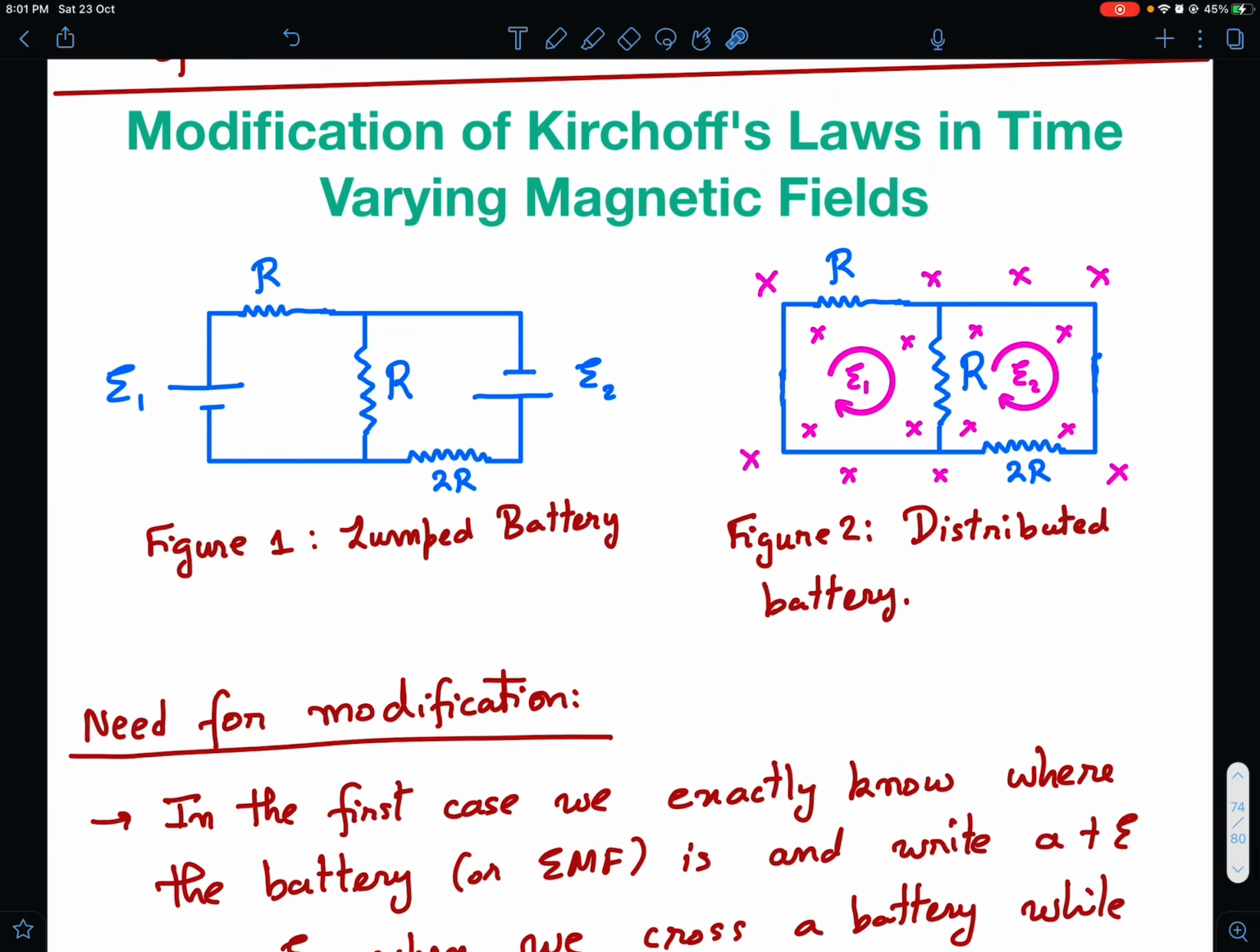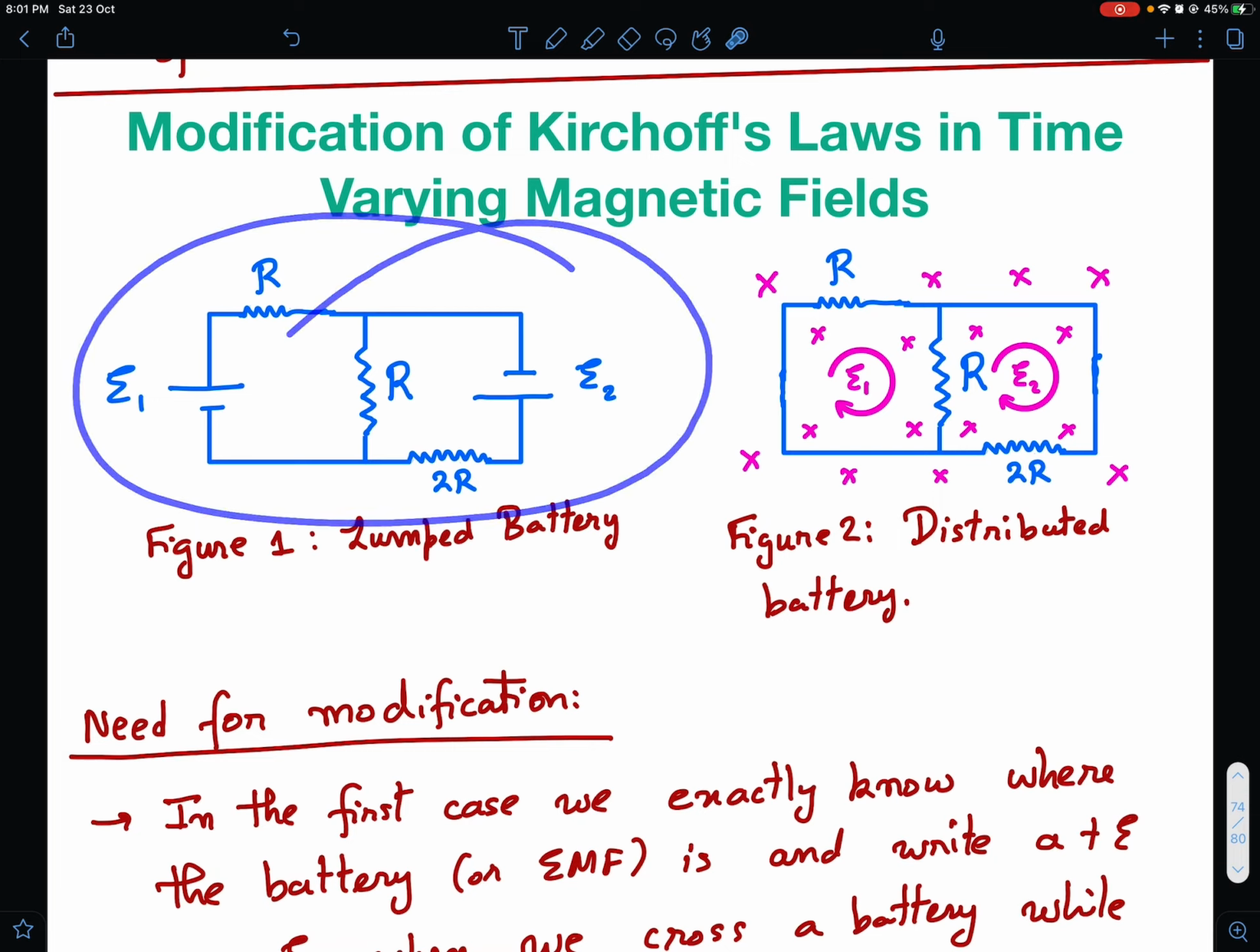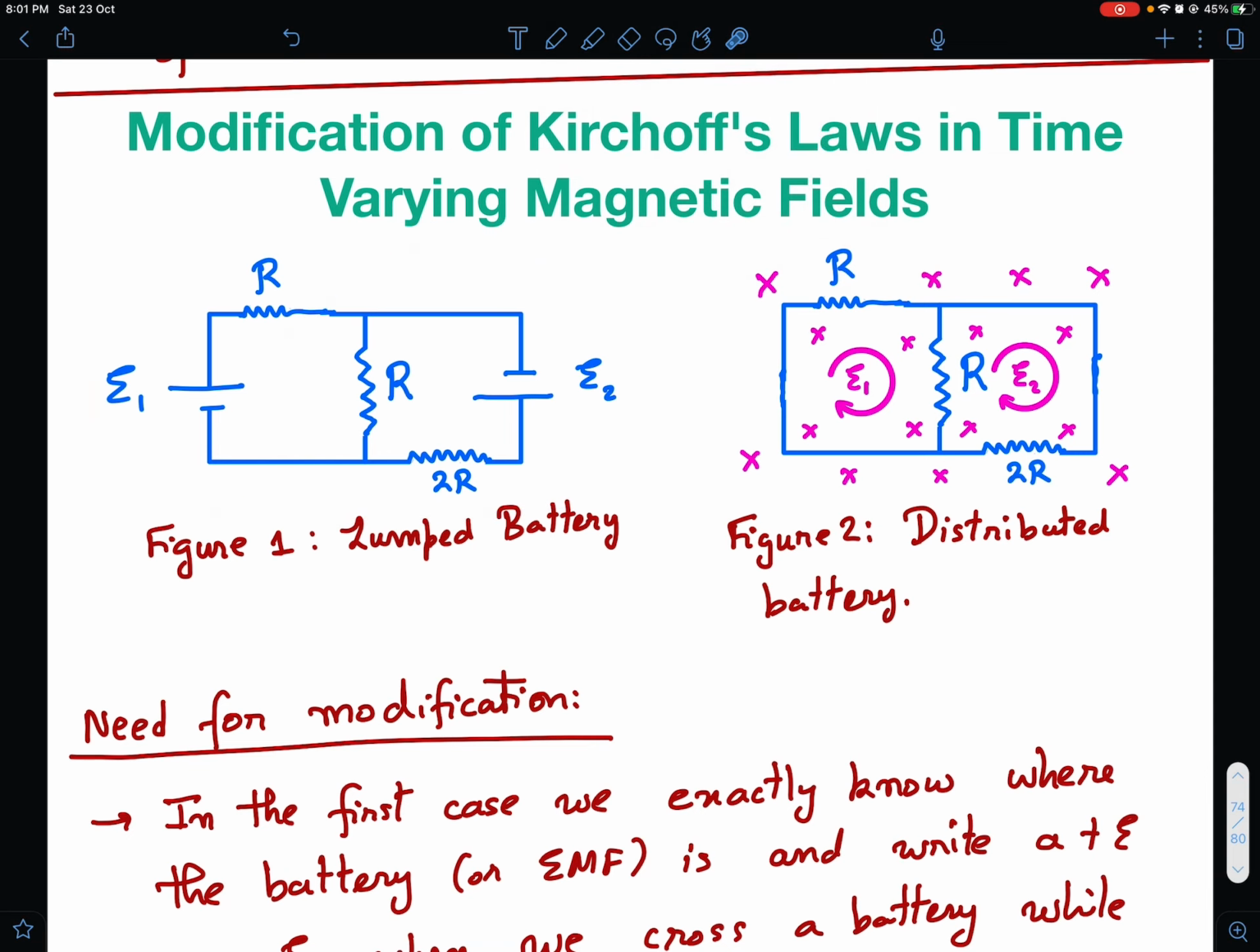Now let's talk about modification of Kirchhoff's law in time varying magnetic fields. So what is the problem in time varying magnetic fields? When we study the chapter on current electricity, we exactly know where the battery is placed, so there's no problem in applying Kirchhoff's loop law. Whereas in time varying magnetic fields, we do not know where the battery is. For example, in this case, there's no problem in applying Kirchhoff's laws, because when you hit this battery, you write minus E1, then you write IR, then you write IR, and you can easily apply the loop law.